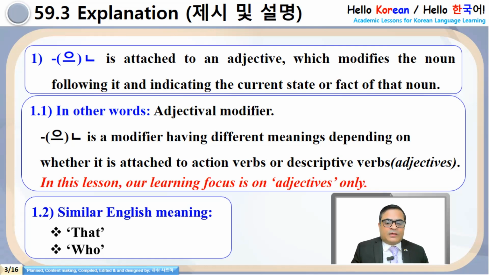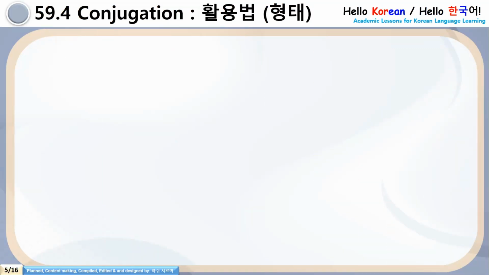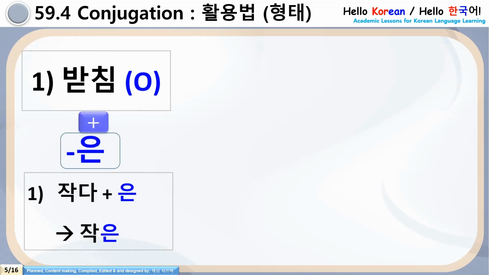Now coming to the conjugation rules. Yes, it can be attached with nouns, verbs, and adjectives. In this lesson, focus is on adjectives only. Now coming to the conjugation rules in detail, see here. First category is there is a pachim. What do we have to add? We have to add un. See here, chakta plus un will be chagan. Why have we added un here? Because chakta has the pachim.